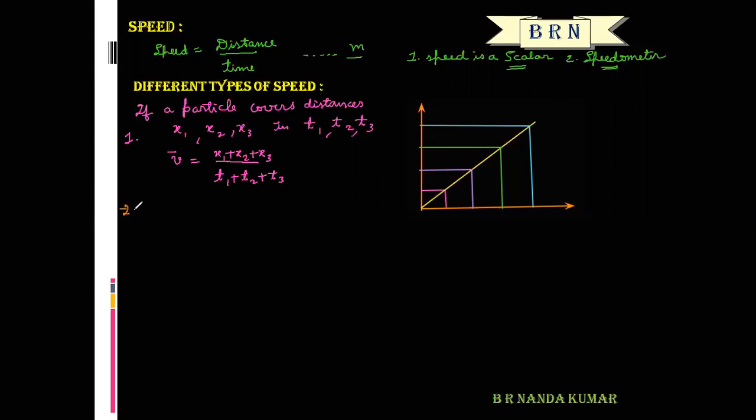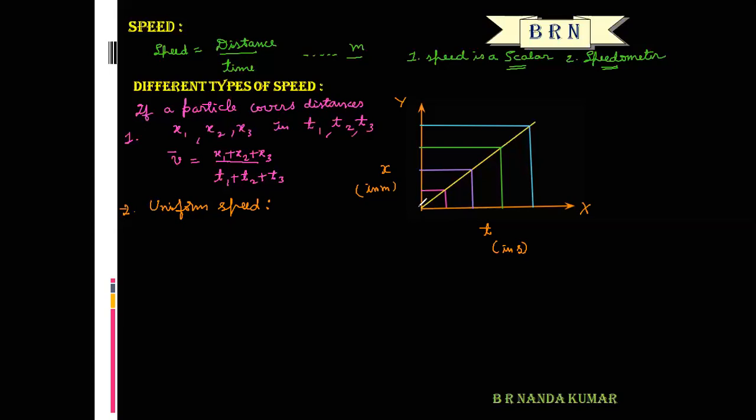The next one is uniform speed. When is a particle said to be moving with uniform speed? First, let us consider an xt graph, a distance versus time graph. Distance is taken along the y-axis and is measured in meters. Time is measured in seconds.